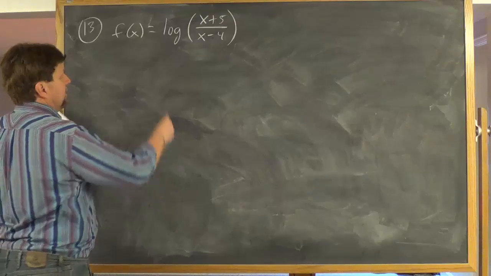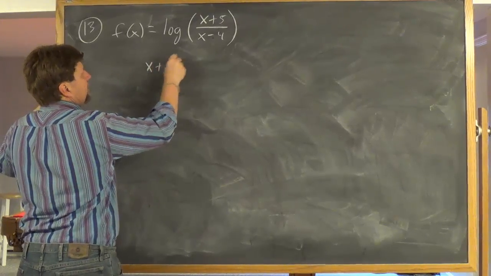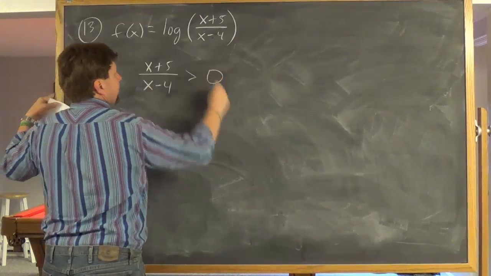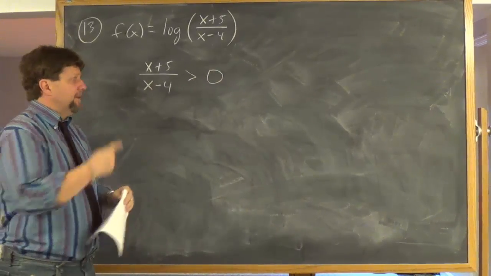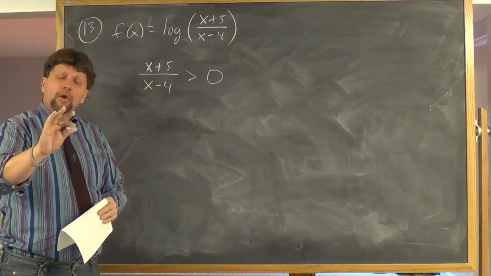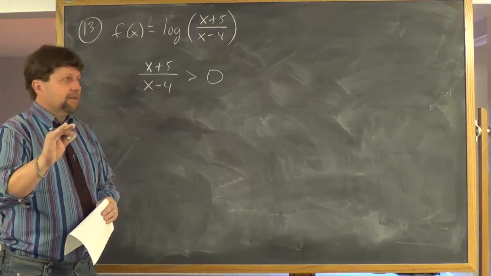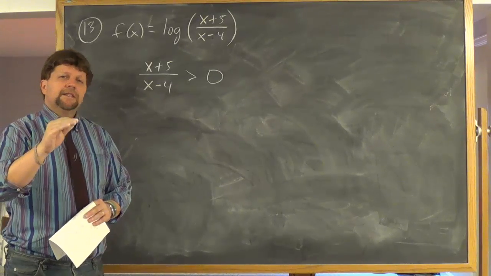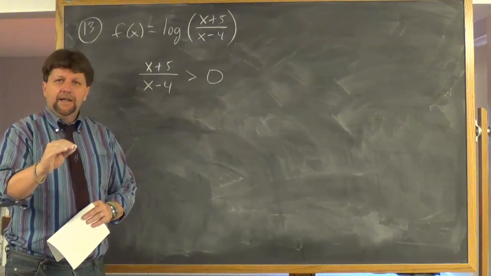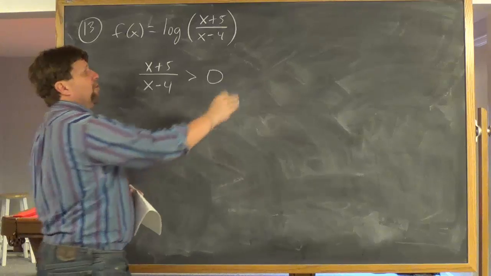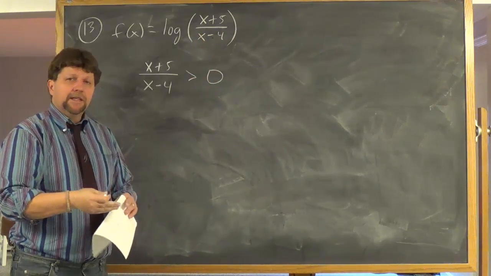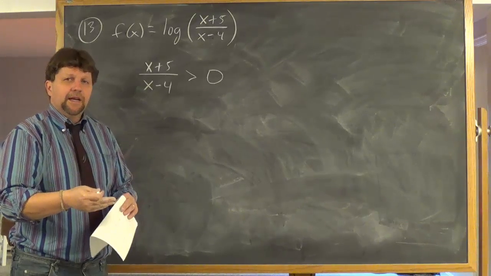What's in there? x plus 5 over x minus 4. We have to guarantee for any x we pick, we have a positive result. As a quick observation, you should immediately see that x can't be 4. 4 is not in the domain, because if x were 4, the denominator would be 0, and we know we don't divide by 0. We can't have 0 in the denominator.